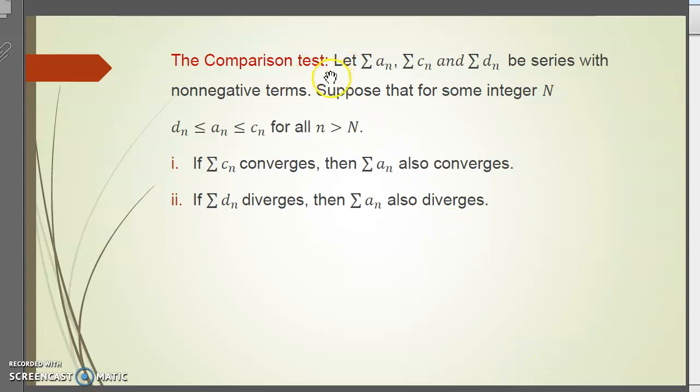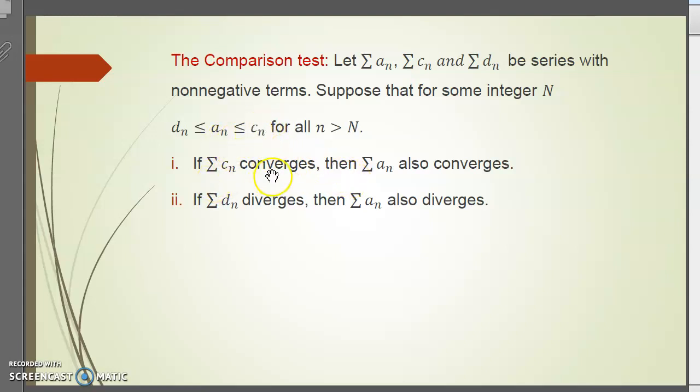Comparison test. Let summation a_n, summation c_n, summation d_n be series of non-negative terms. That means, or positive terms. Suppose that for some integer N, d_n is less than or equal to a_n, which is less than or equal to c_n, for all n greater than or equal to N. If summation c_n converges, then summation a_n also converges.